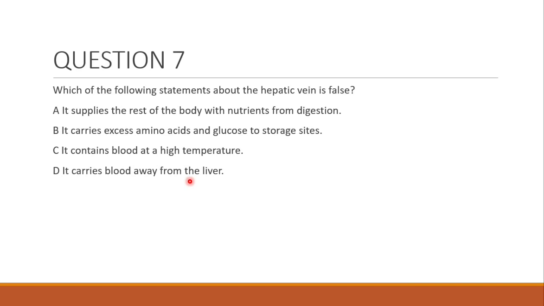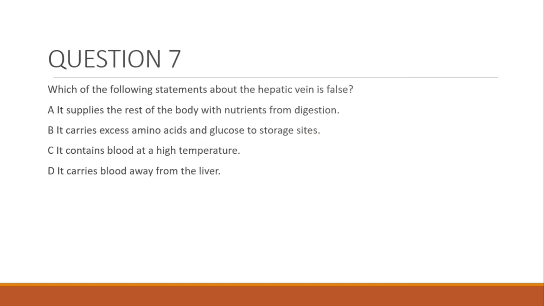The answer for question 7 is B. It carries excess amino acids and glucose to storage sites. That is not true. It is false. The rest are true. Alright, let us move on to question 8.